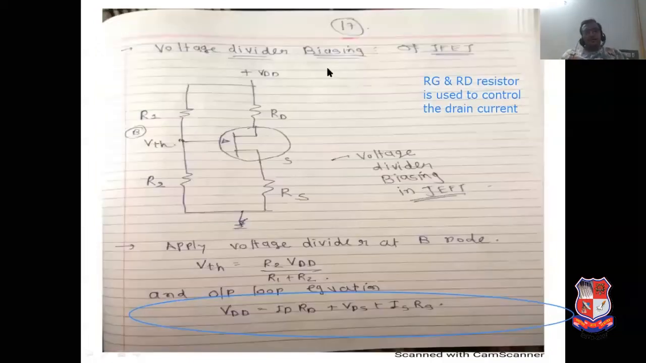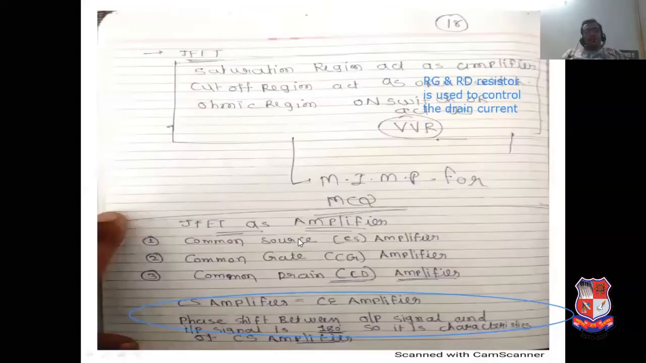Now see this. It is the most important, related to the GTU examination. Voltage divider biasing of JFET. In the voltage divider, we have R1, R2, RD, RS. Here the negative terminal is introduced. So VTH equals R2 into VDD divided by R1 plus R2, the voltage across resistor 2 divided by R1 plus R2 into supply voltage VDD. VDD equals ID RD plus VDS plus IS RS. So this is the concept regarding JFET biasing.